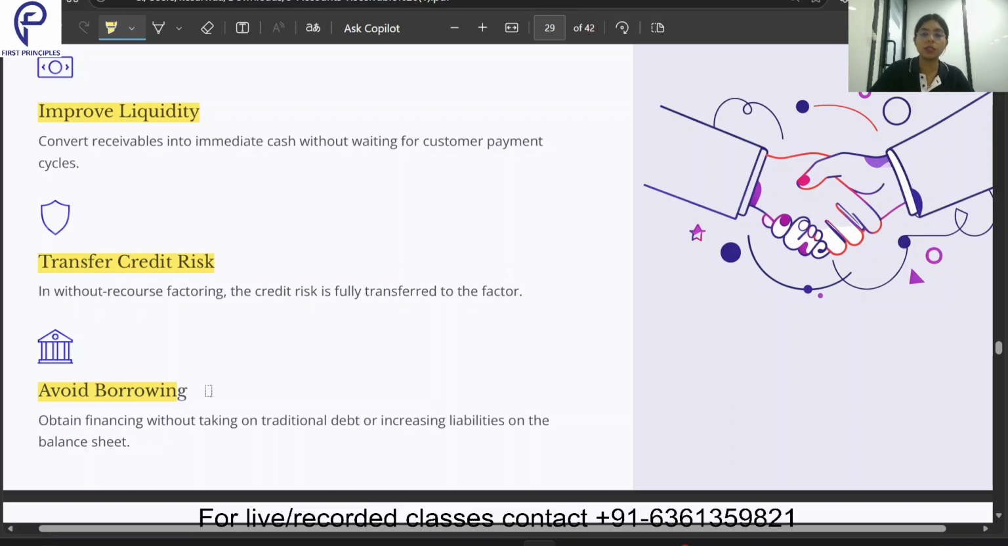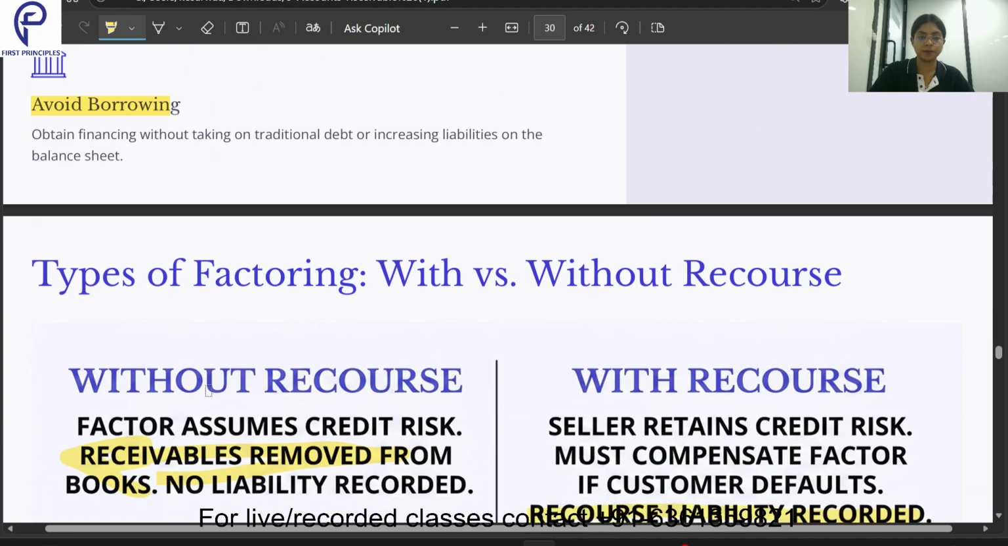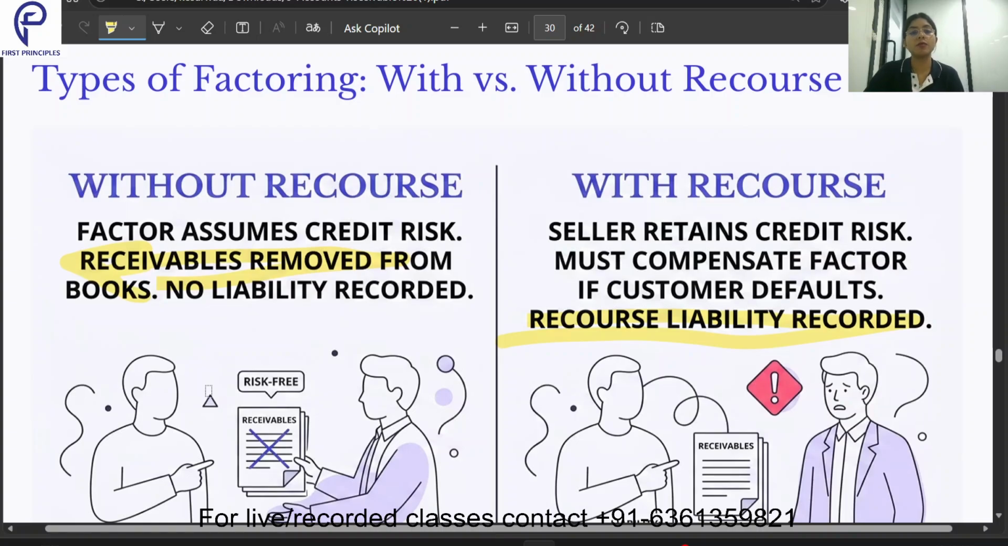So in order to avoid all these things, factoring helps us a lot, like getting our accounts receivable factored. Now, what are the types of factoring? One is with recourse, one is without recourse.